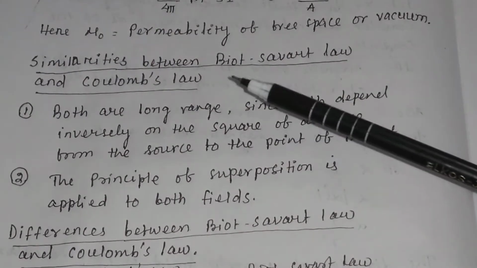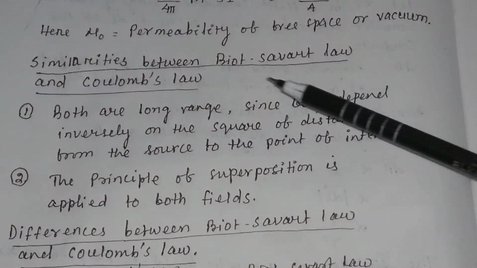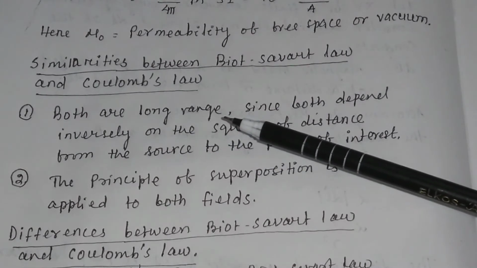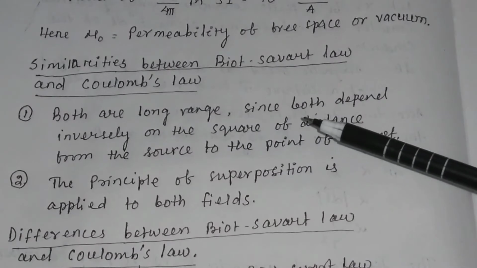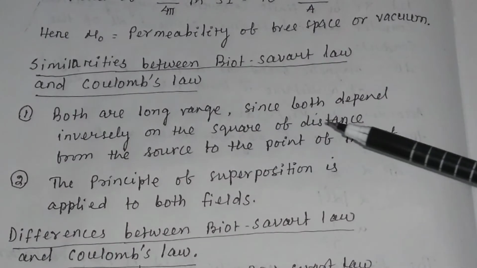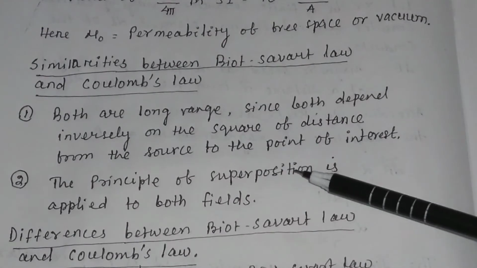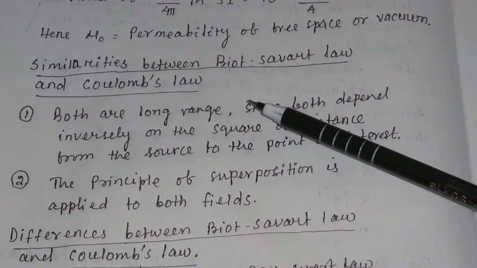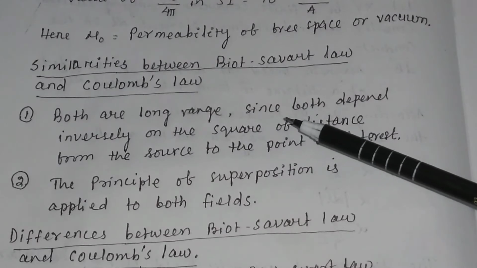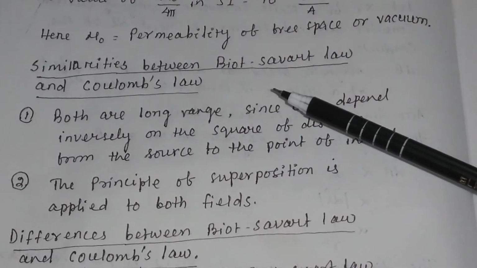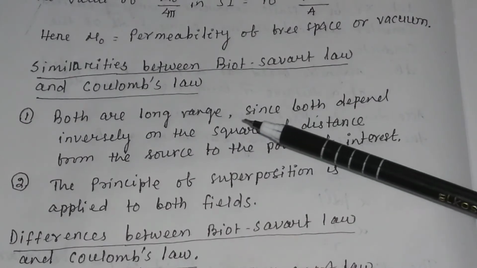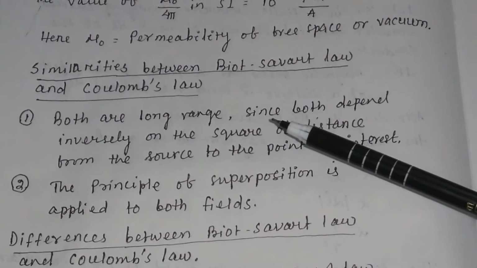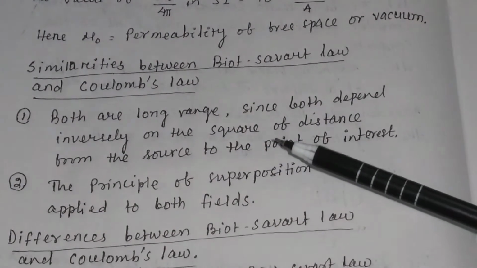Now let us discuss what are the similarities between Biot-Savart law and Coulomb's law. Both are long range forces, since both depend inversely on the square of the distance from the source to the point of interest. In Coulomb's law, we have F proportional to 1 by r square, and in Biot-Savart law, the magnetic field is proportional to 1 by r square.